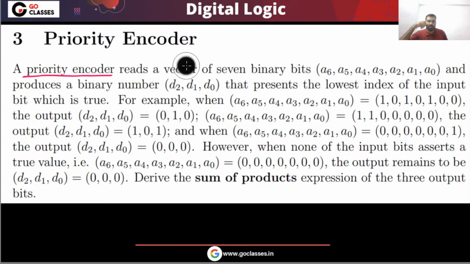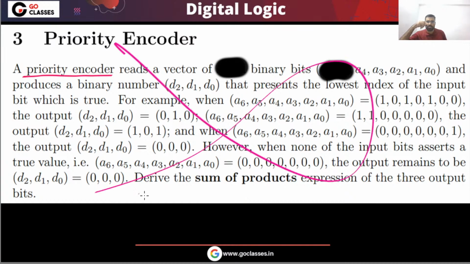What I am doing is this: a priority encoder reads a vector of 5 binary bits. Just for understanding purposes, I want to explain with 5 binary bits. Next, it will produce a binary number of 3 bits.